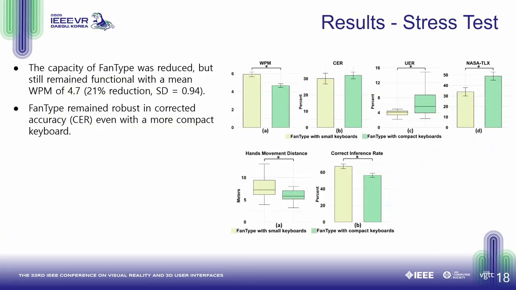The results we got from the stress test revealed that the capacity of FunType was, of course, reduced, but it remained functional, and it can still be robust and accurate.